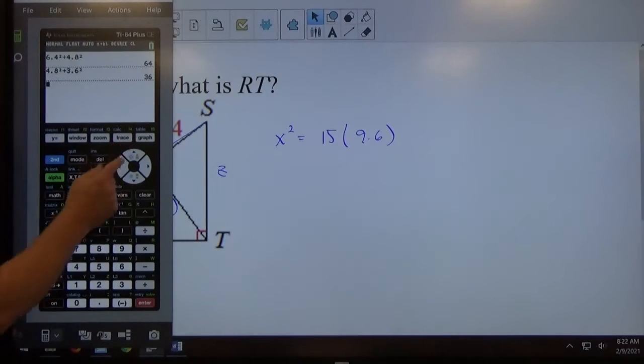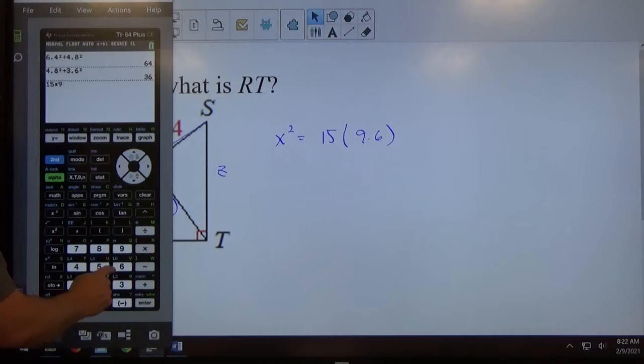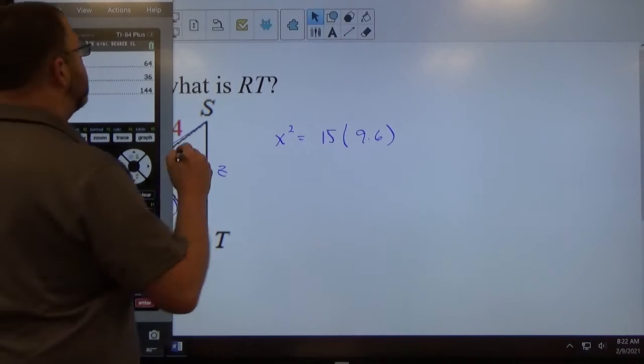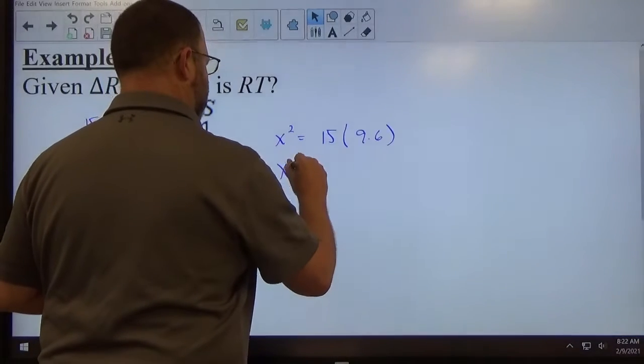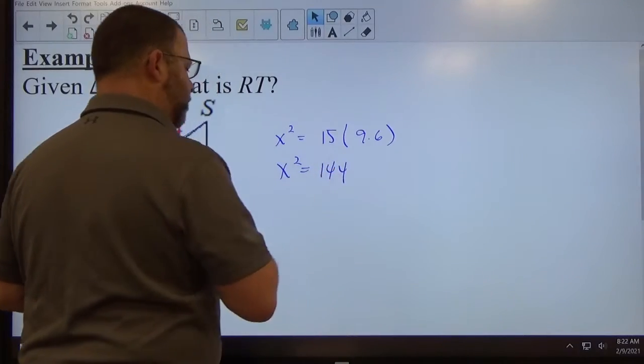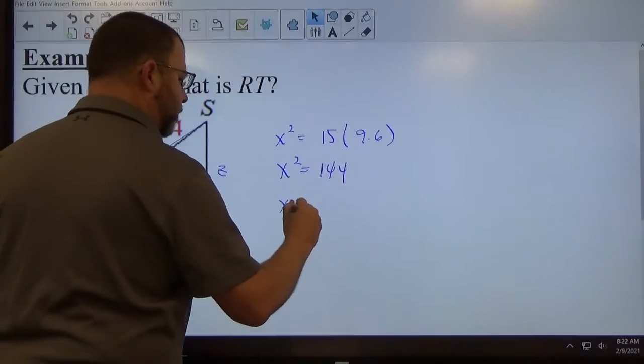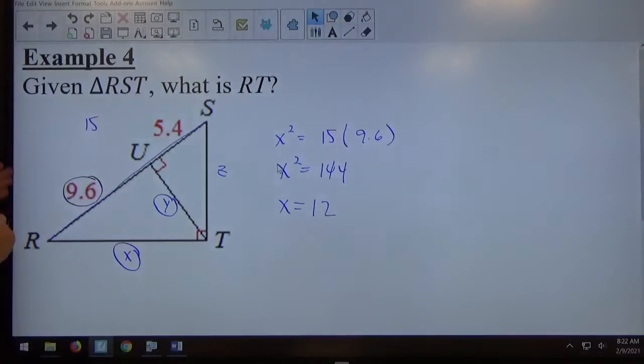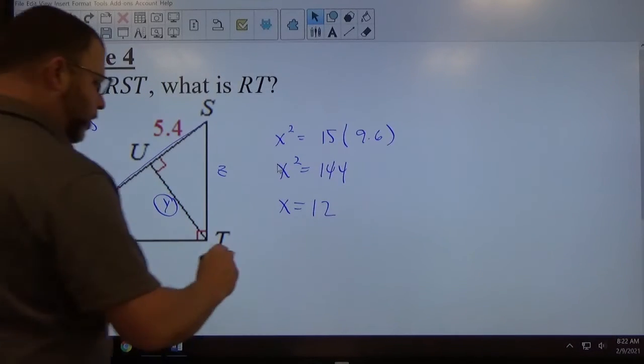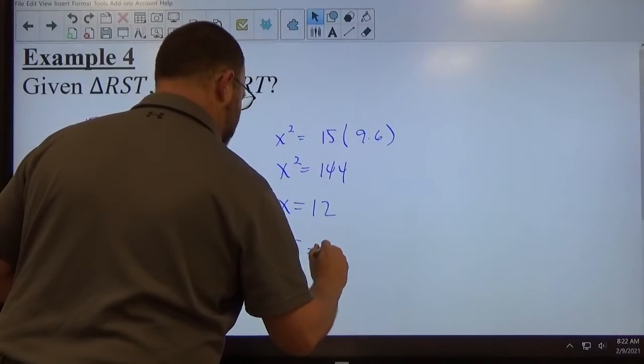My calculator evaluates 15 times 9.6, which is equal to 144. If X squared equals 144, that means X equals 12. So RT is X, so RT equals 12 is the right answer to this problem.